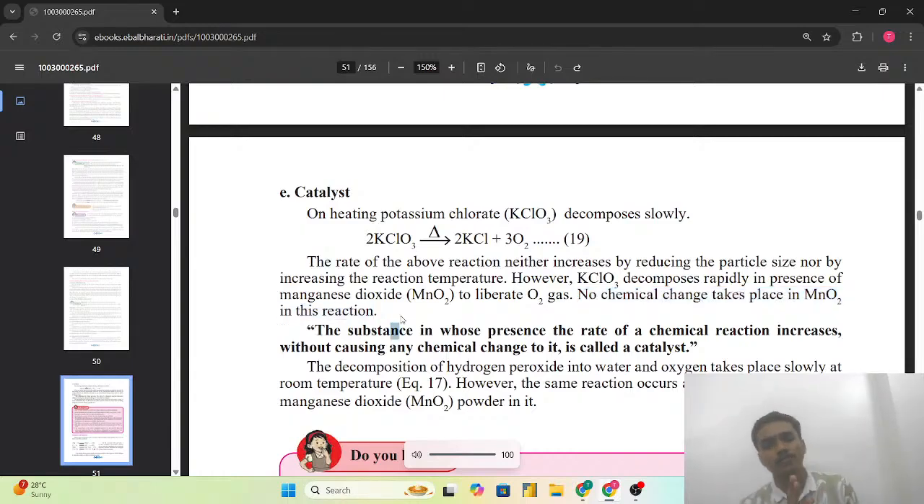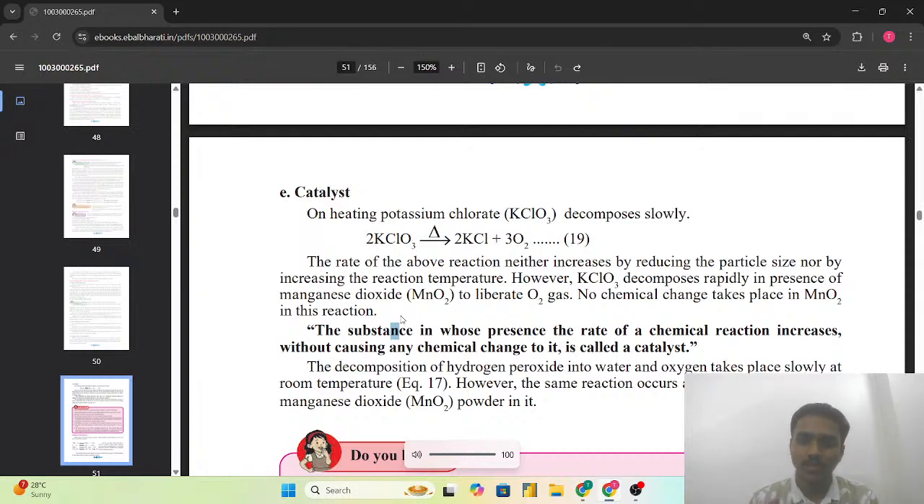So basically, when we are studying the decomposition of KClO3, we can observe that KClO3, the reactant, when provided with heat, leads to the formation of potassium chloride, KCl, and oxygen gas is evolved. But here we can see that this reaction does not happen at a faster rate even if we reduce the particle size of the KClO3 or increase the amount of heat provided. The reaction takes place at a slow pace.